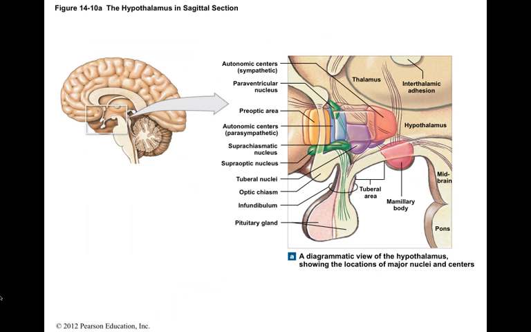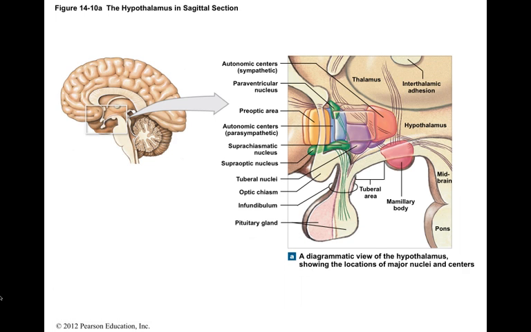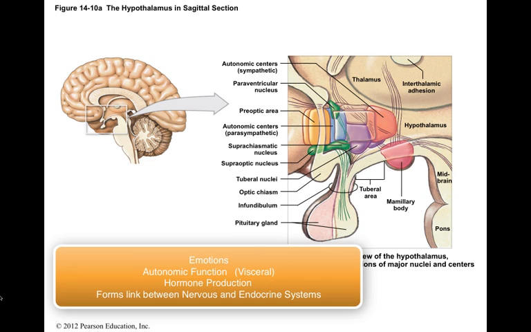of the cerebrum. The hypothalamus is the floor of the diencephalon and contains centers involved with emotions, autonomic function, and hormone production. A stalk from the hypothalamus called the infundibulum connects the hypothalamus to the pituitary gland. The hypothalamus contains centers involved with emotions and visceral responses. It also controls a variety of autonomic functions and forms the link between the nervous and endocrine system.